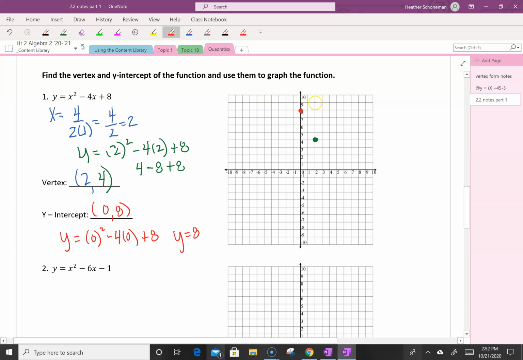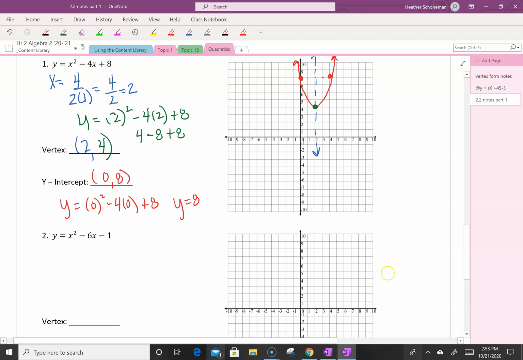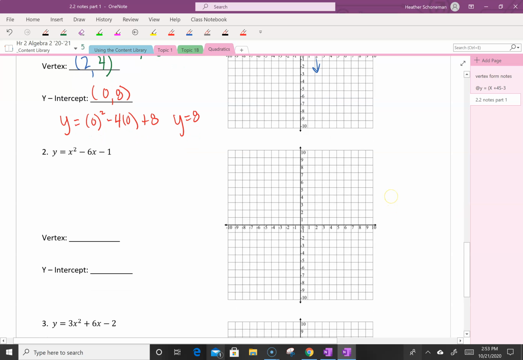Okay, so now when I graph it, I got to think, if this is the vertex, that's got to be my axis of symmetry. And if this point here is 2 from the left, this one's got to be 2 from the right. And so now my graph looks like that, because with the axis of symmetry, the points have to be the same distance from each side.